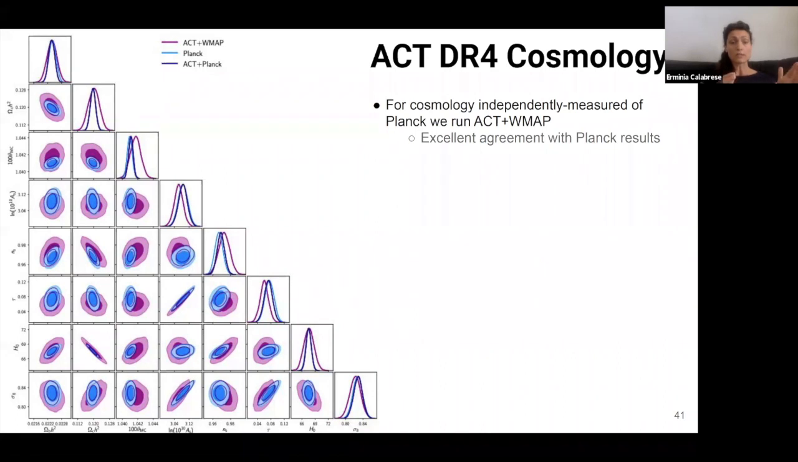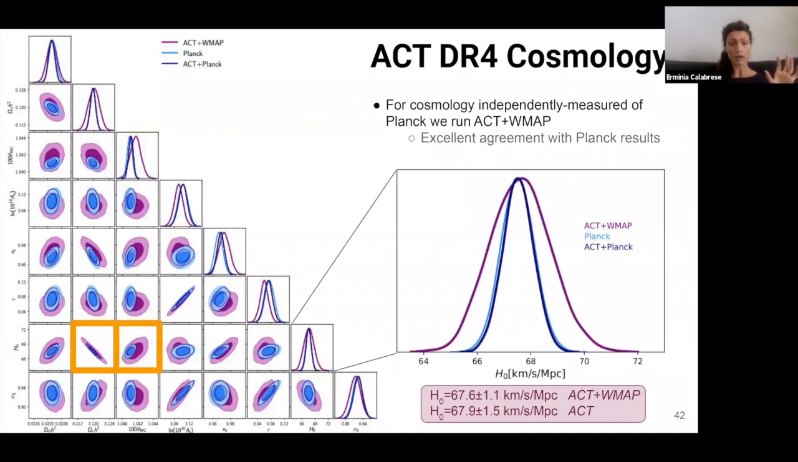So here you now see the same plot as before, but comparing ACT plus WMAP with the Planck alone result, and then the combination of ACT plus Planck. And you can just see that all parameters agree really well between these now 2 independently measured CMB datasets, ACT plus WMAP and Planck. And this is true for all parameters, but I want to highlight again the excellent agreement that we find on the Hubble constant.